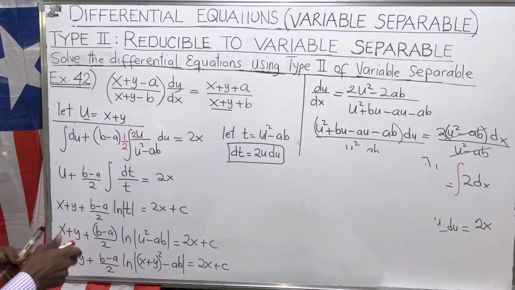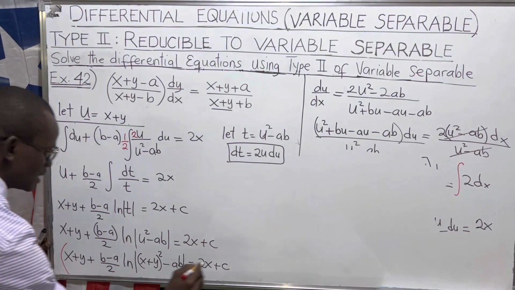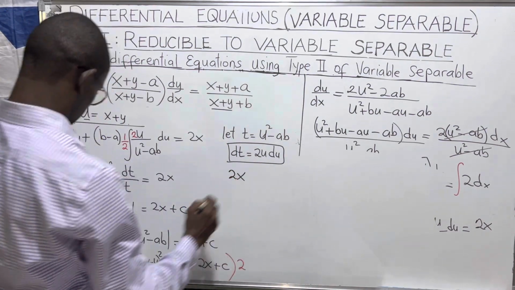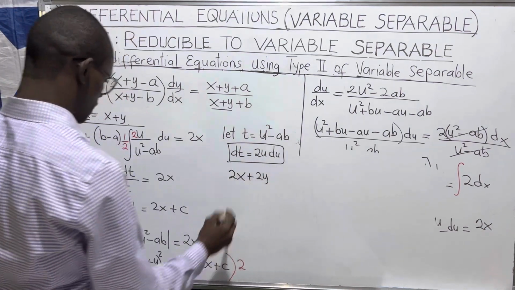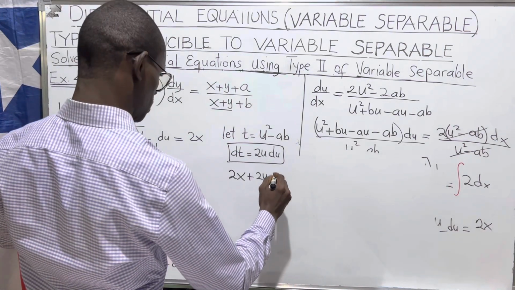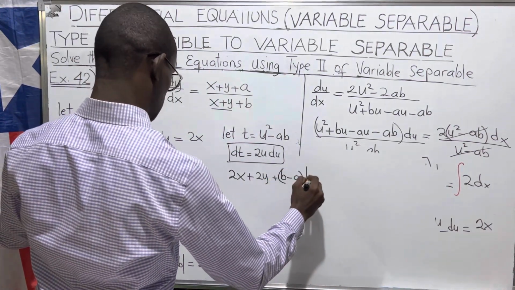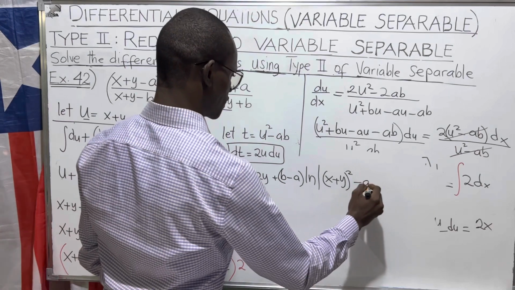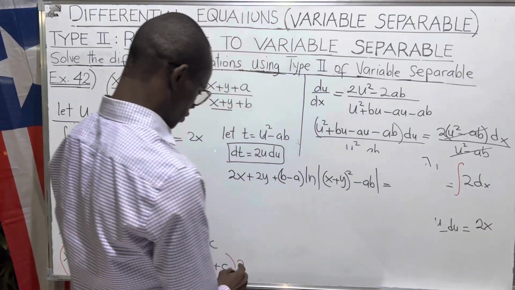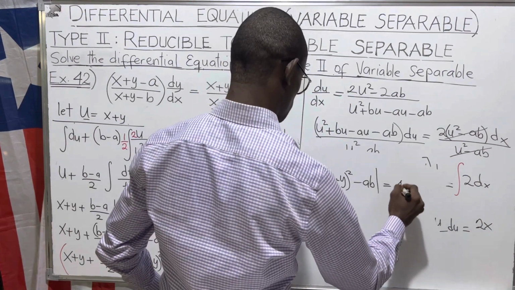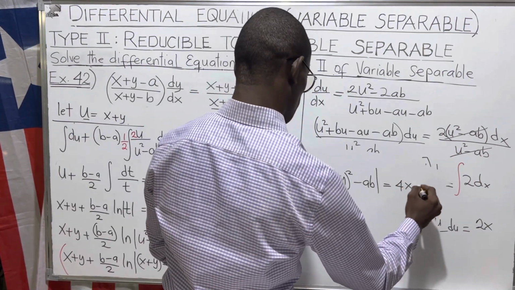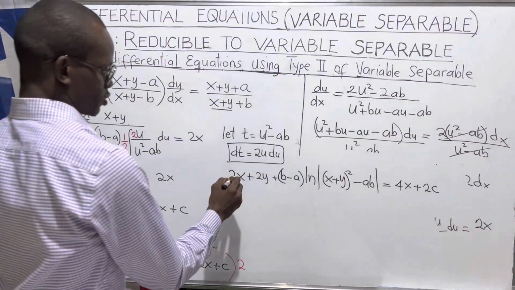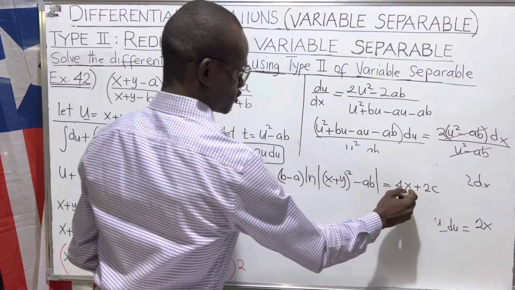Just to simplify it a bit, we'll get rid of this denominator by multiplying all sides by 2. So we're going to have 2x, 2 times y, we're going to have 2y, 2 times this one will just give us (b minus a), the ln of (x plus y) all square minus ab, all equals, now 2 times this is just equals to 4x, plus 2c.